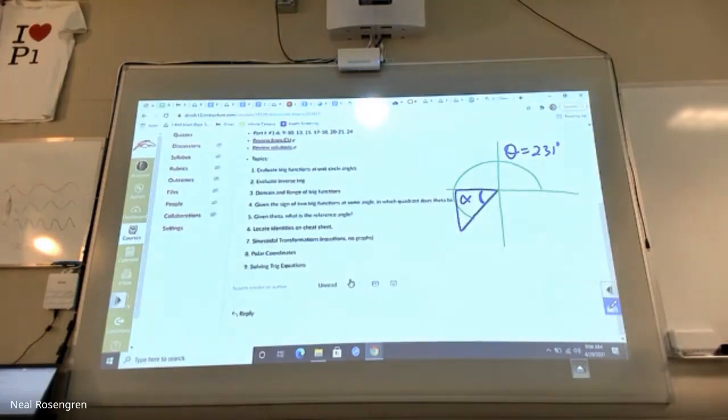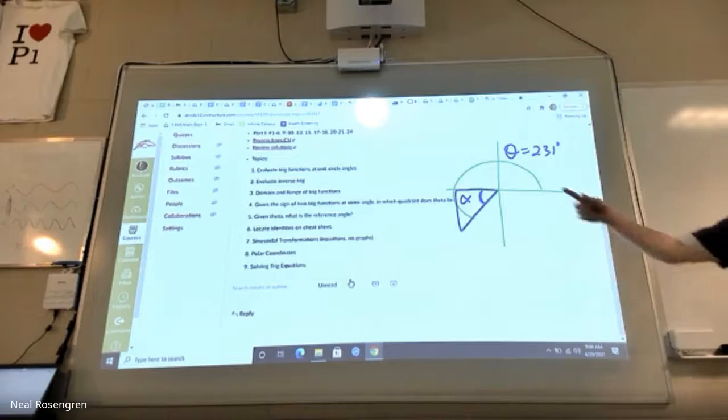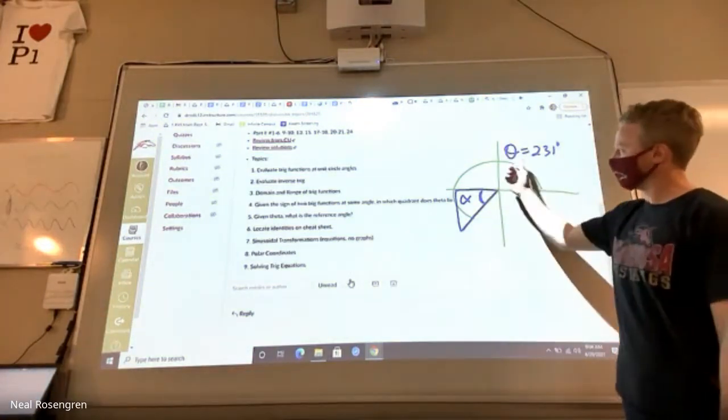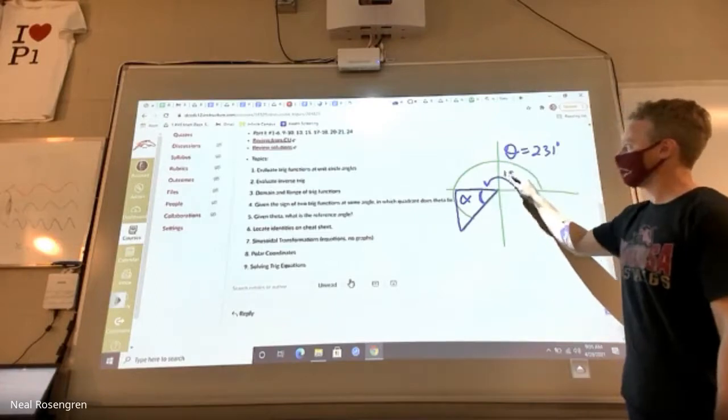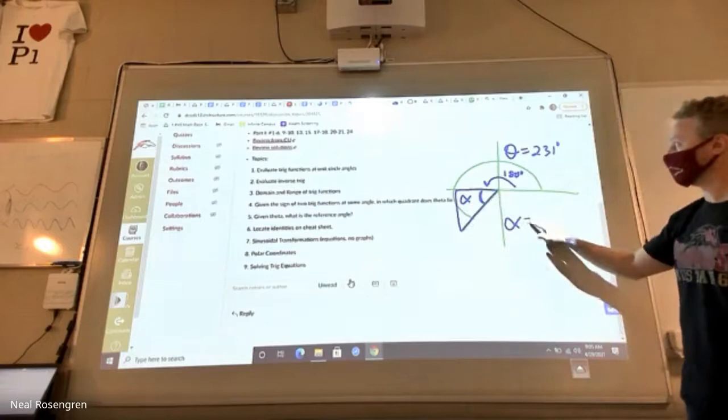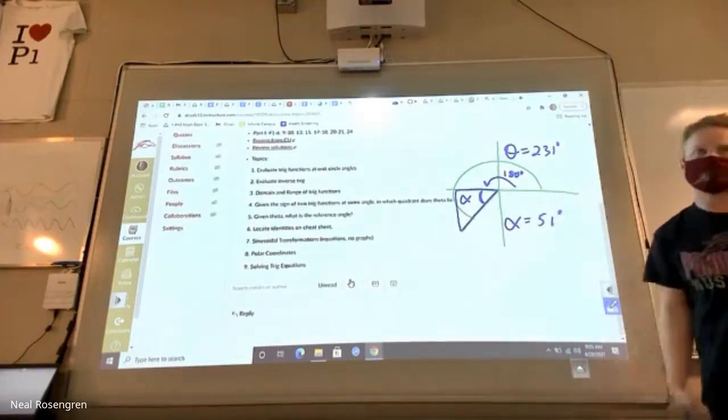It's kind of getting us away from the unit circle being this big 360 degree thing. Let's get ourselves back into right triangles where this angle is always going to be acute. And so the whole thing is 231. So from here to here is 180. How many more to get all the way to 231? Well, that would be 51, and that would be your reference angle.